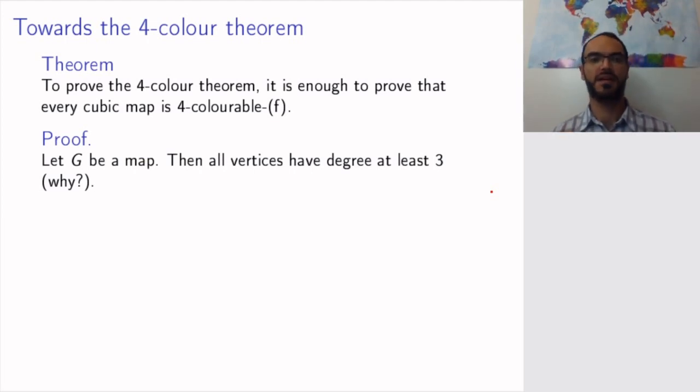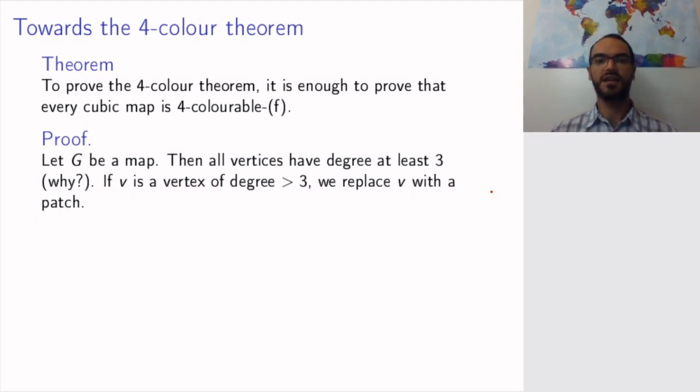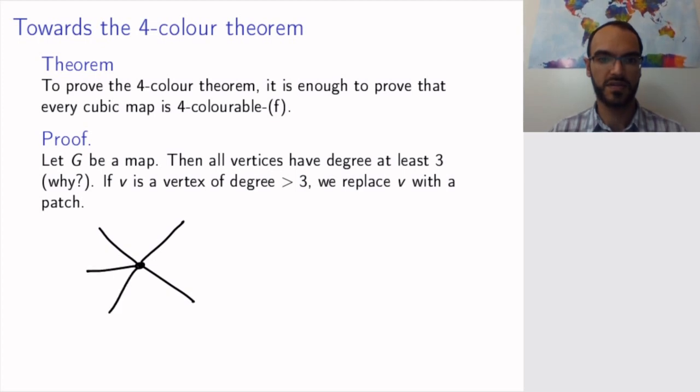Well, as I just explained, in a map, all vertices have degree at least 3. So if you have a vertex of degree more than 3, replace it with a patch. So how does this work? This is the easiest to show with a drawing. If I have such a vertex V, and I have my faces F1, F2, F3, F4, and F5. So in this example, there are 5 faces.